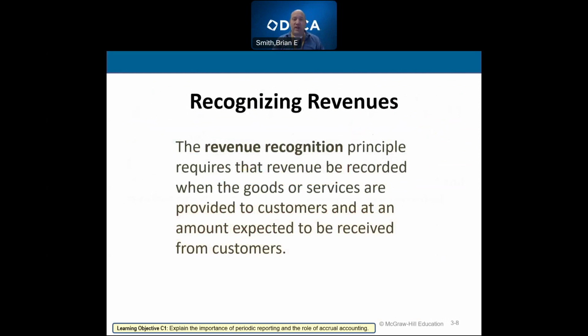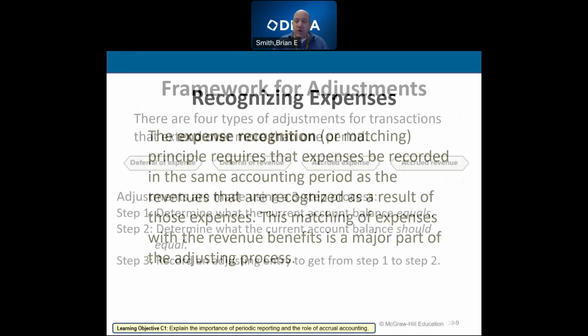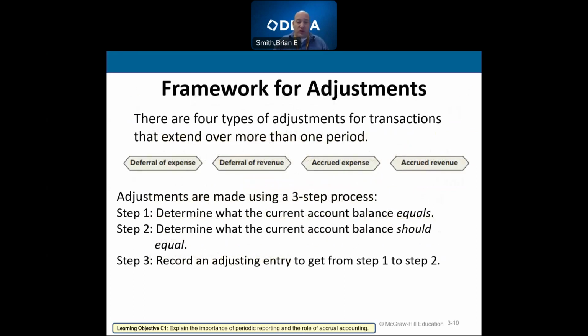All right, recognition of revenues. Remember, whenever we provide the goods or services, we are owed that money, whether we've gotten the cash or not, so we're recognizing it as revenue. Same thing with expenses. We are going to expense our expenses in the same accounting period we created those revenues, whenever we've used them. So we've got to make sure that they're put in the correct accounting period.